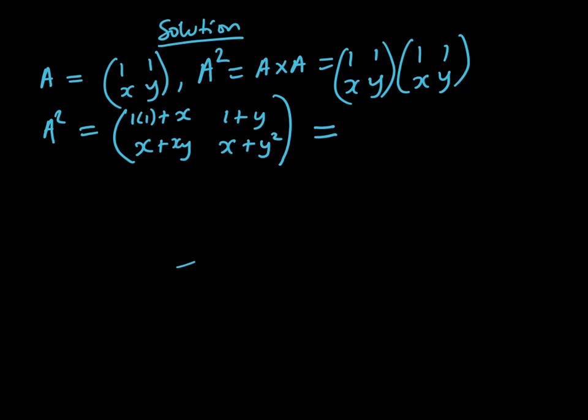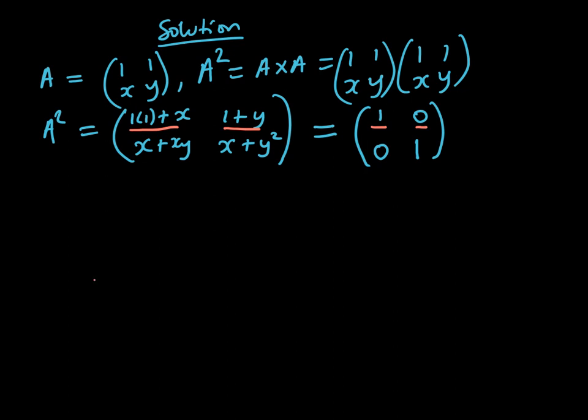But life is simple. They are saying that A squared is an identity matrix. Therefore, this must be 1 0 0 1, which is the identity matrix. Now, next, what do we do? Let's compare corresponding elements. Two matrices can only be equal if the corresponding entries are the same. So what does this mean? Let me change the color. This element must be 1 and this element must be 0.